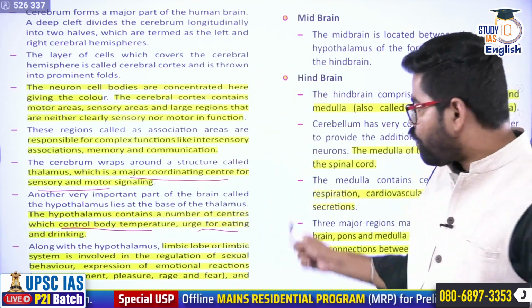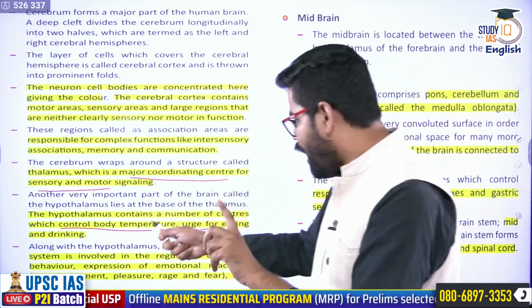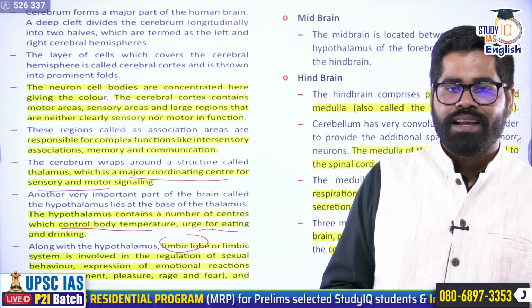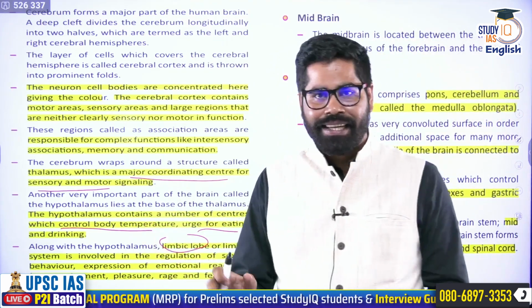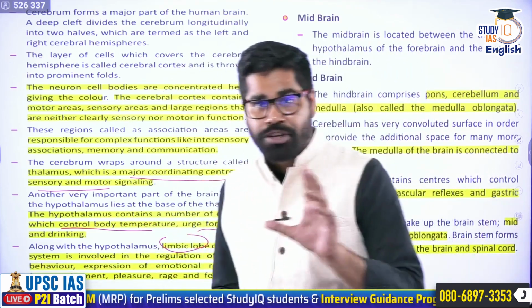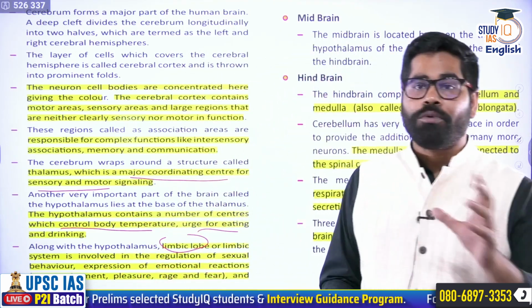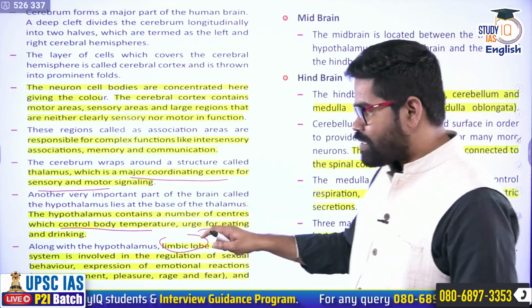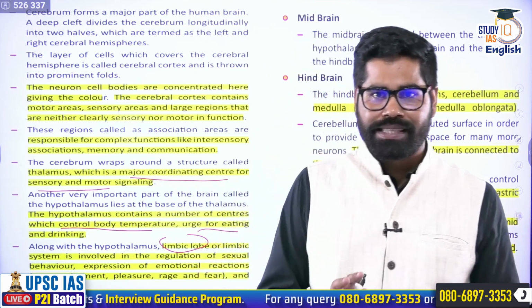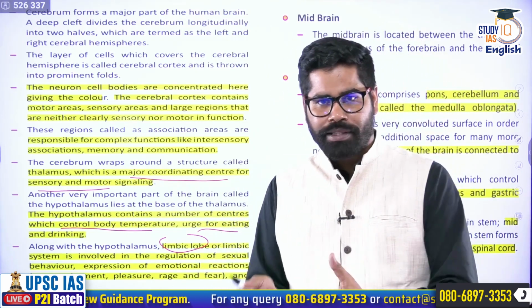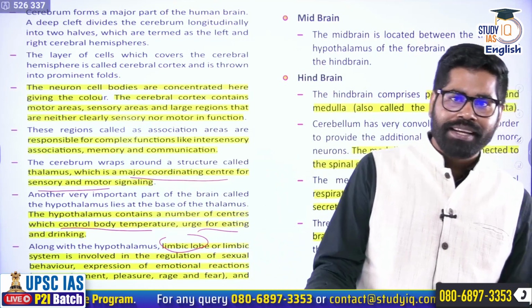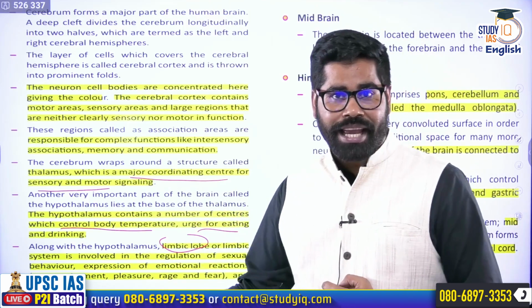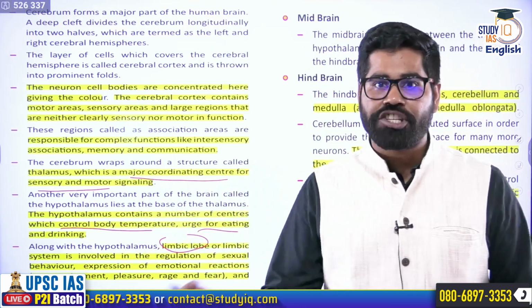Now, there is one more thing. Along with the hypothalamus, there is also a limbic lobe or limbic system. This limbic system is basically involved in the regulation of sexual behavior and the expression of emotional reactions, like excitement, pleasure, and rage. And what is the limbic system? The hypothalamus along with some deeper parts of our brain, that is the limbic system. They are responsible for sexual behavior and for the expression of emotions.